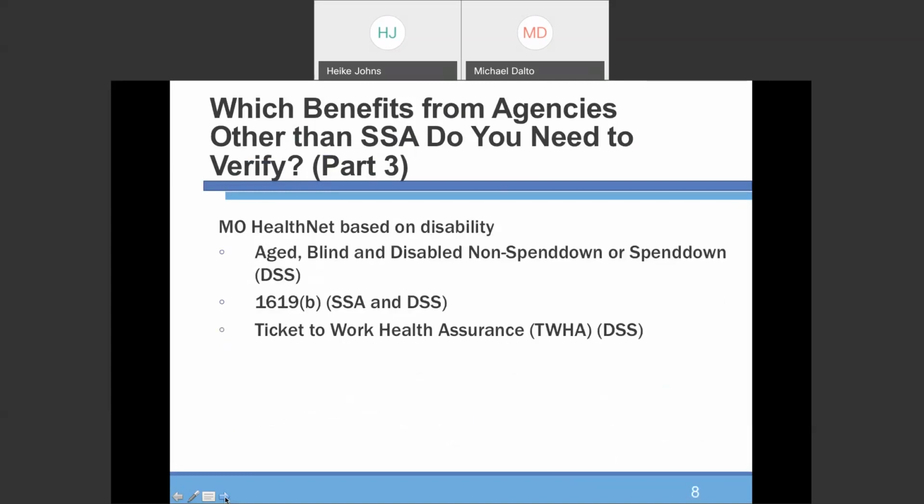MO HealthNet, which is based on disability. There are other ways to get MO HealthNet, but the MO HealthNet categories that are based on disability include aged, blind, and disabled non-spend down or spend down MO HealthNet. You'd verify that through DSS. The 1619B rule, which can be verified either through Social Security or DSS, and Ticket to Work Health Assurance, TWHA, which can be verified through DSS.